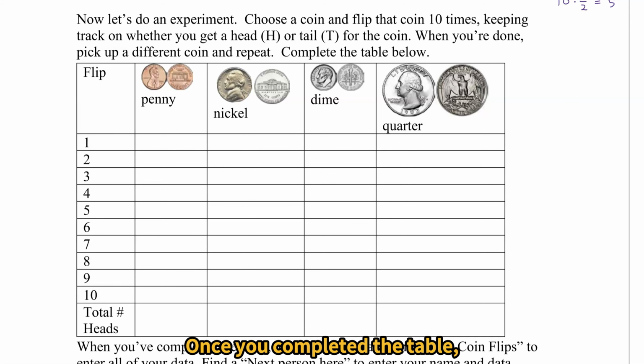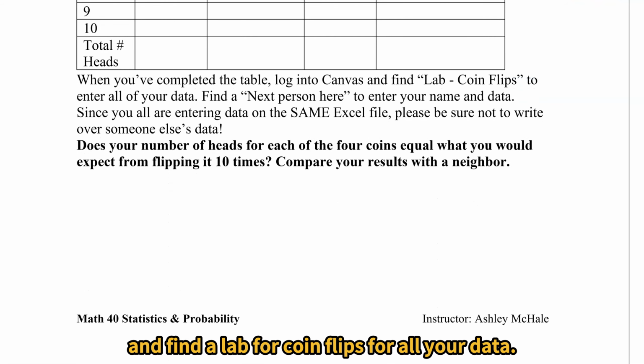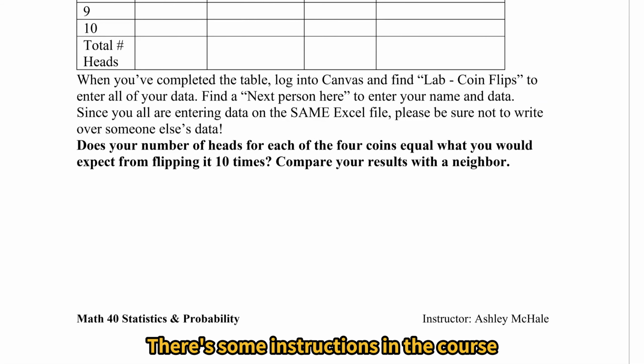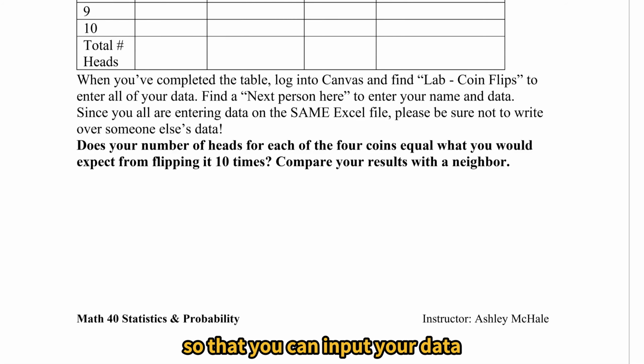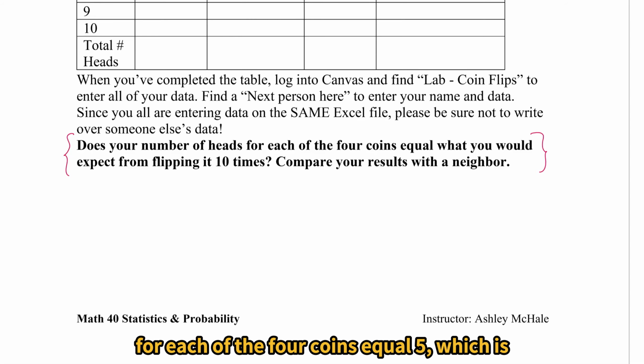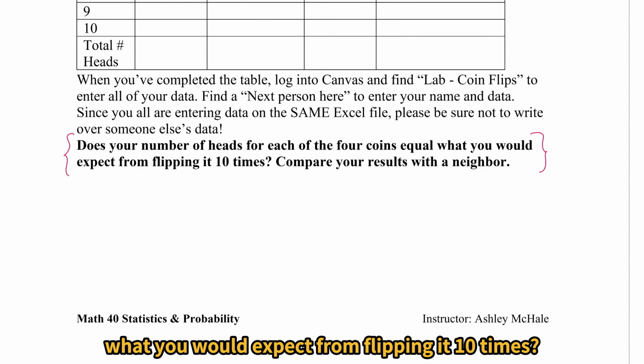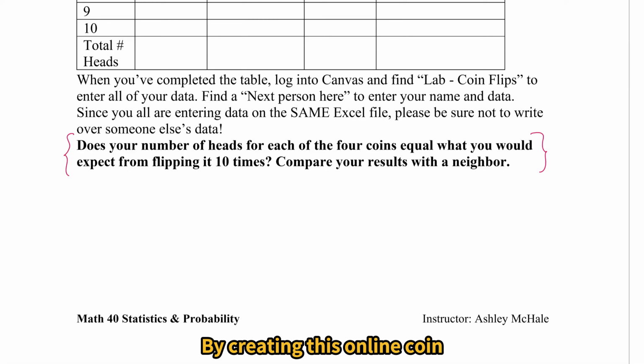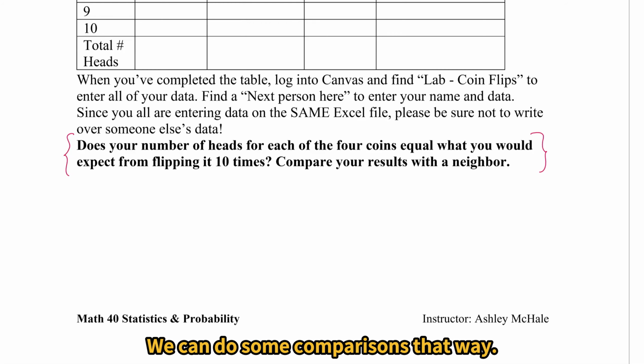Once you've completed the table, I'm going to have you log into Canvas and find a lab for coin flips for all your data. There's some instructions in the course so that you can input your data and we can create an entire class set of coin flips and see what happens. And then a question that's kind of hard to answer online, this last one: does your number of heads for each of the 4 coins equal 5, which is what you would expect from flipping it 10 times? By creating this online coin flip database for our class, you can see what everyone else got for their coin flips. We can do some comparisons that way.